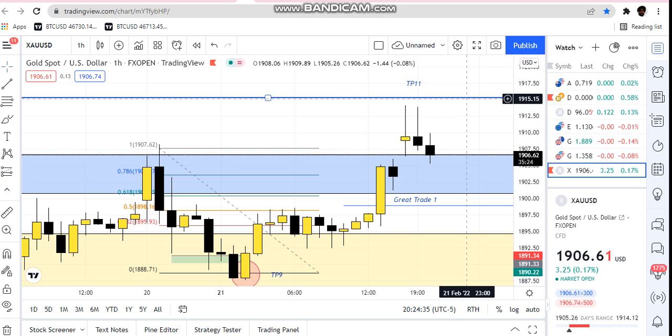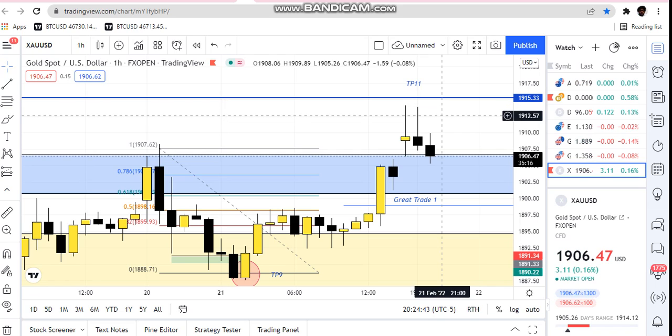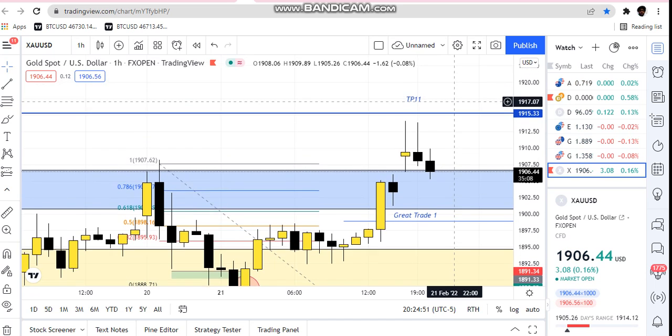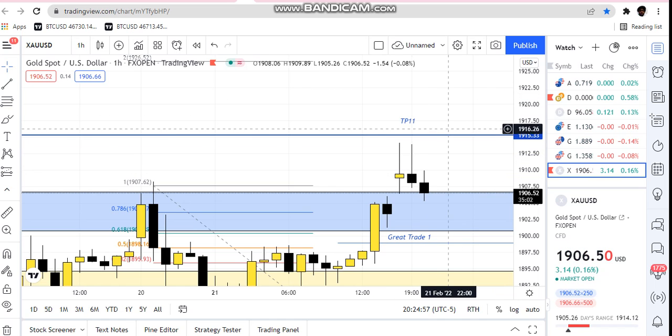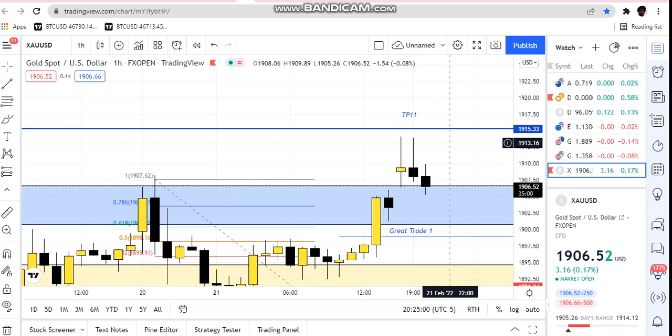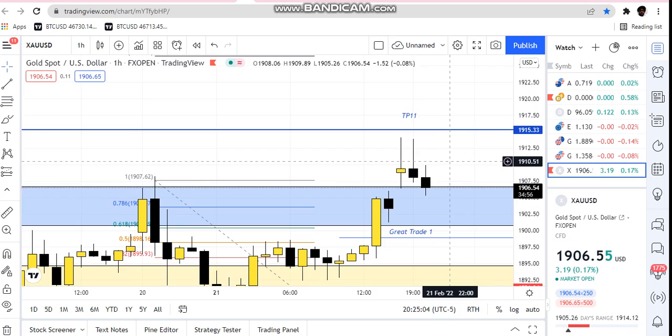It got to our psychological level, take profit 11, and we didn't get a break above take profit 11. It got close enough to it though. This lets us know that buyers are losing momentum. If price continued and broke above take profit 11, then we would have continued this uptrend, but it didn't. Sellers came in and pushed price back down, as price is heading back down now. So this is what we could have done.